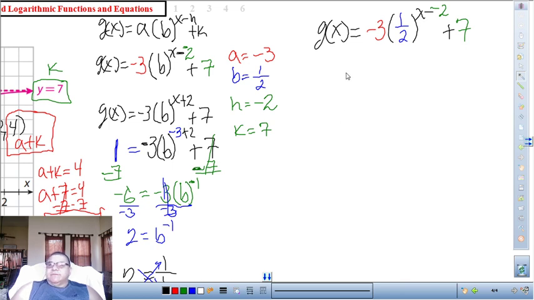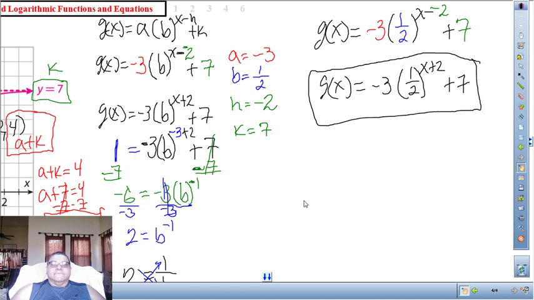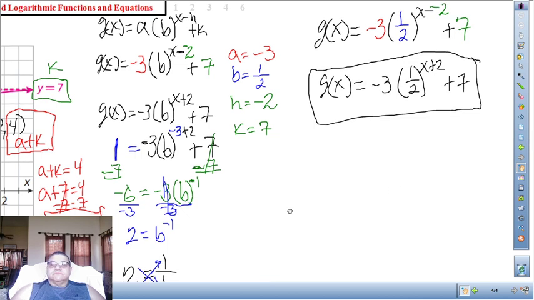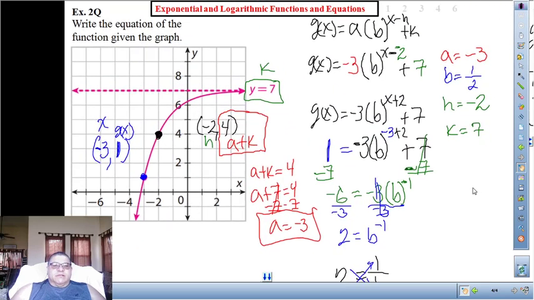Alright, let's simplify this. g of x equals negative 3 times 1/2. Then negative times the negative is a positive, so it's x plus 2 as an exponent, and then plus 7. And that's the function for that graph. Alright. Pretty simple process, yeah. It's just extensive as you're going through the function, but it's doable.